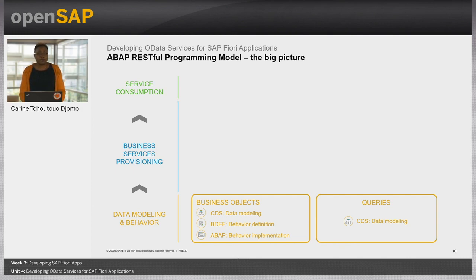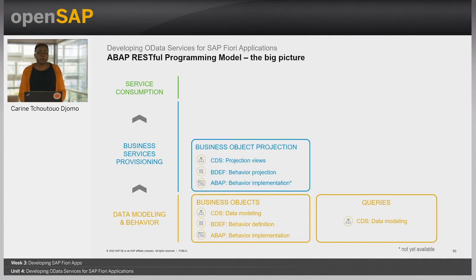On top of that, we have the business services provisioning layer, where the scenario-specific scope definition and exposure of an OData service occur. The business object projection is used to specify the relevant subset of attributes and behavior of each business object involved. Here, the business object can also be enriched with additional information if needed, for example, with SAP Fiori elements annotations.